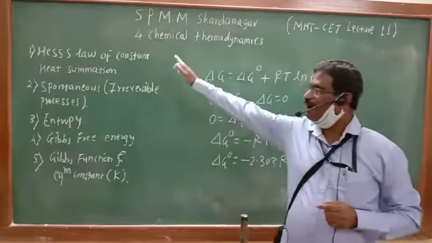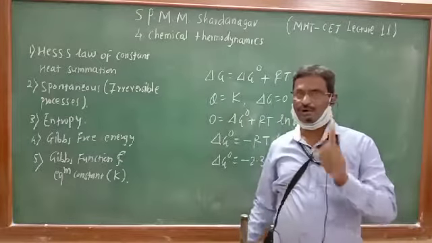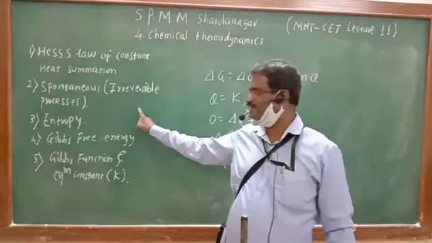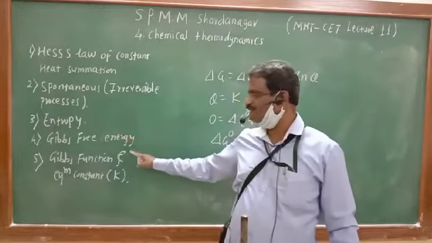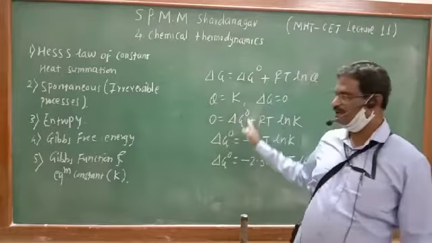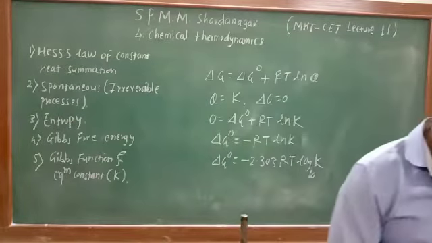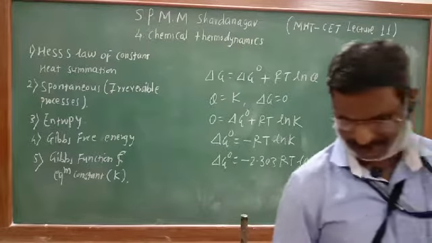So about these points we have covered: Hess law of constant heat summation, spontaneous processes, entropy, Gibbs free energy, and at last Gibbs function and equilibrium constant. Now let us see some multiple choice questions.